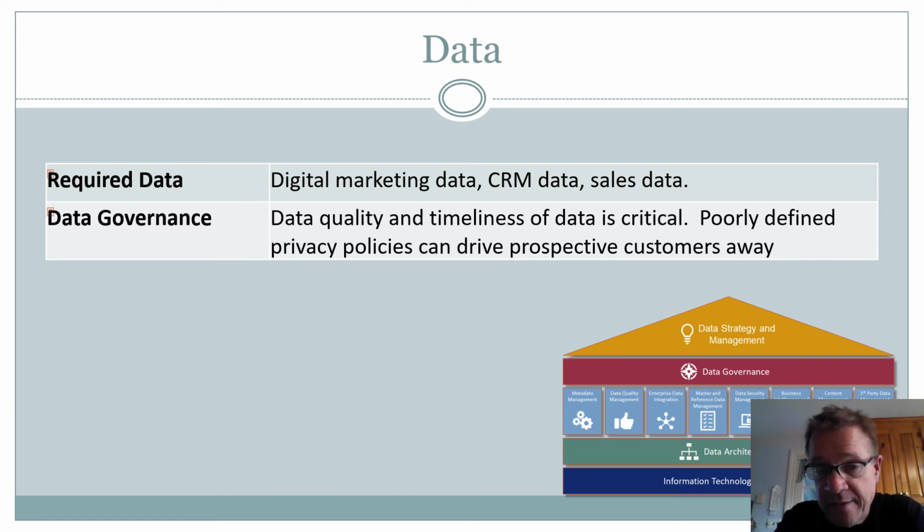And in terms of data governance, the quality and timeliness of the data is also critical, and poorly defined privacy policies here can also drive prospective customers away. So if you're working on leads and you want people to sign up with you, you need to be very clear as to what you're going to be doing with their data, because people can be very reluctant to give you even the most basic information if they don't feel they can trust you. And as you're at the higher end of that funnel, as it's moving down, people trust you less. So you need to be really careful from a governance and privacy perspective in describing what you'll be doing and how you'll be doing it.